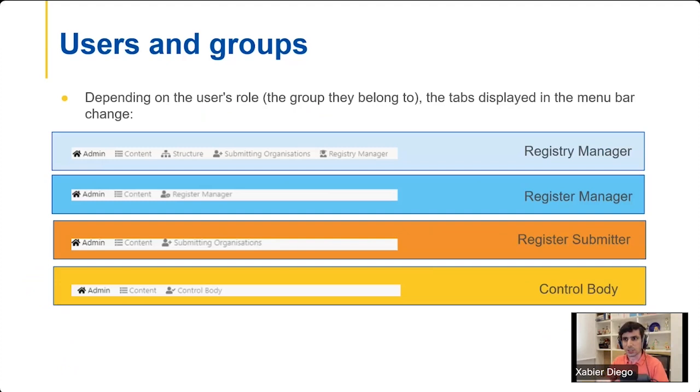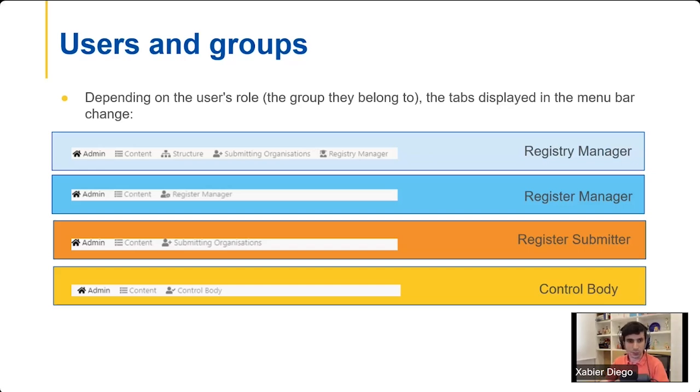Moving on to the users and groups, you will see that depending on the user's role, this means the group they belong to, the task displayed in the menu bar will change. For example, we have first the registry manager. As the registry manager can publish the changes accepted by the control body. The registry manager can additionally manage users and groups and manage the data export functionality. The registry manager has as available option the publication of changes previously accepted by the control body.